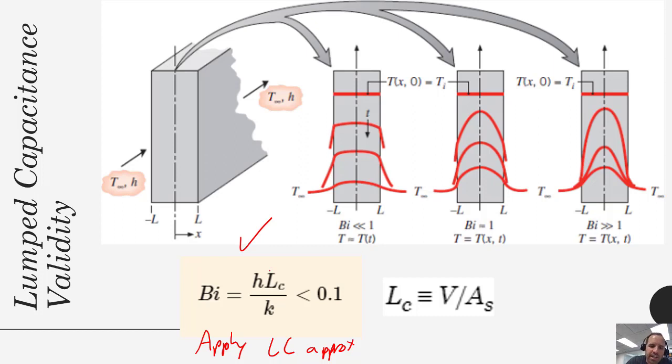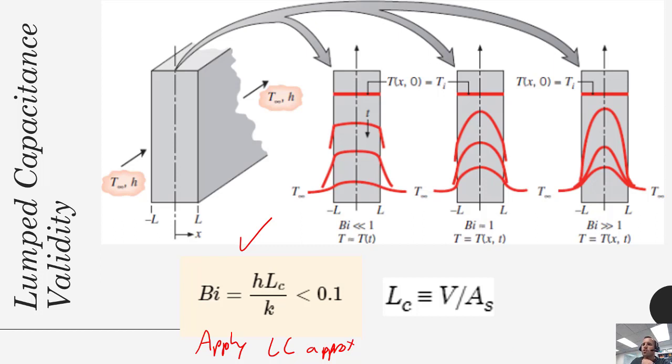You may be wondering what this L sub C is. So L sub C is the characteristic length of your system. That may vary depending on the shape of your system, and it's conventionally defined as the ratio of the volume to the surface area of your solid. So you can apply this to cylindrical systems or spherical systems. You just have to go about calculating that characteristic length differently. So this is a rule of thumb for knowing when to apply the lumped capacitance approximation.